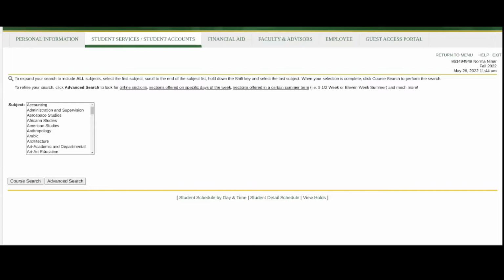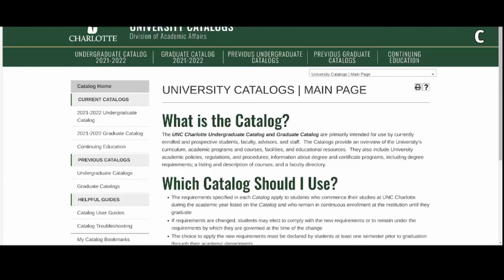First, let's think about what courses count for the science general education requirements at UNC Charlotte. To find this information, you can find it in a couple different places. One place is on DegreeWorks. If you haven't already met the requirement, it will list out all of the options. The other place is at the course catalog.